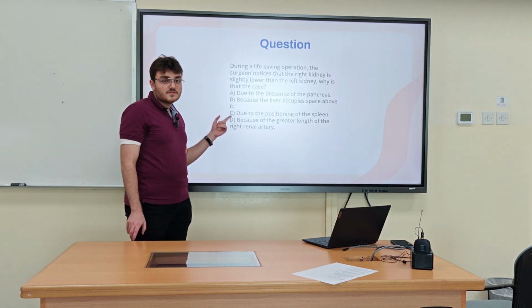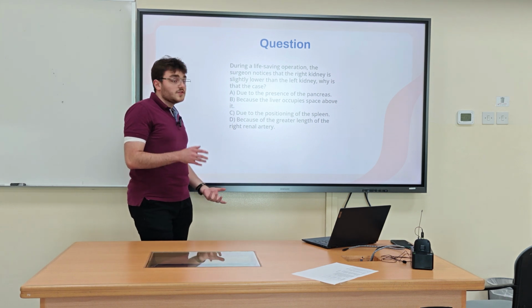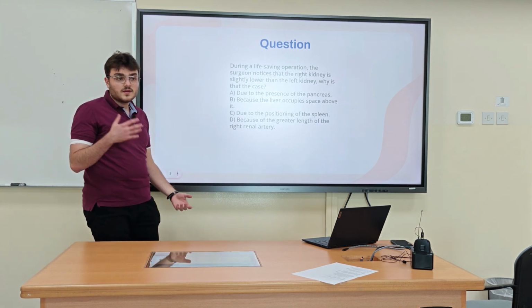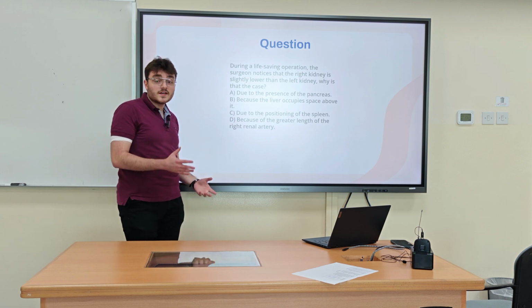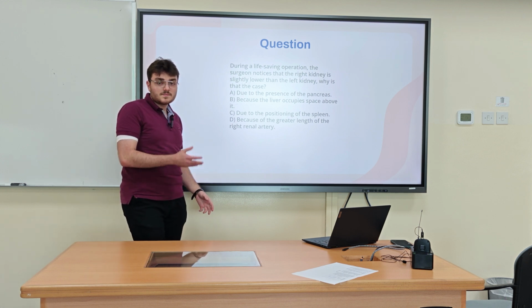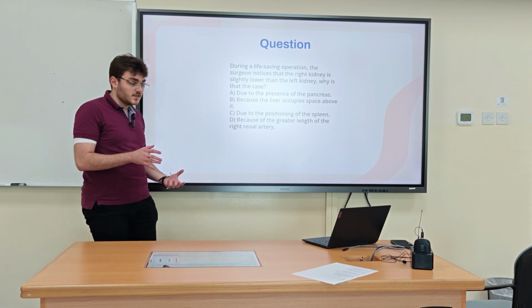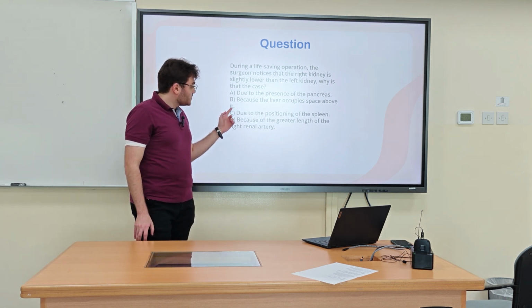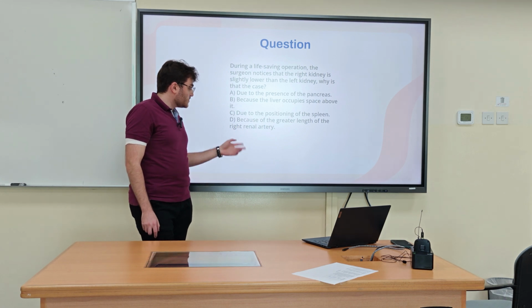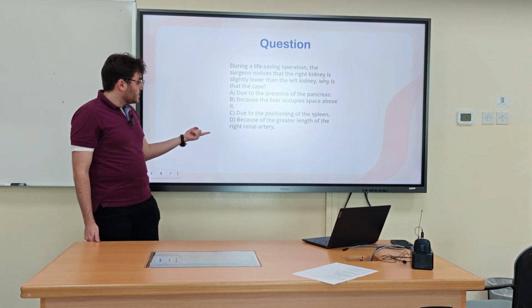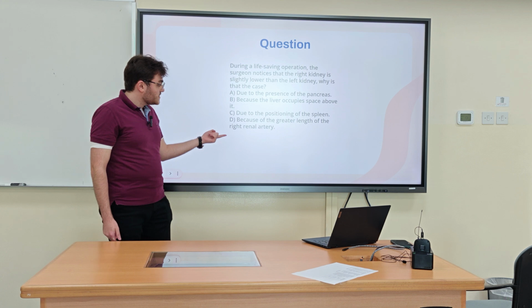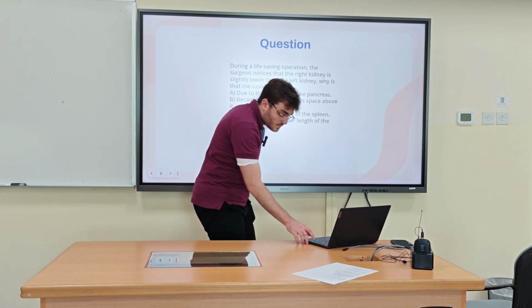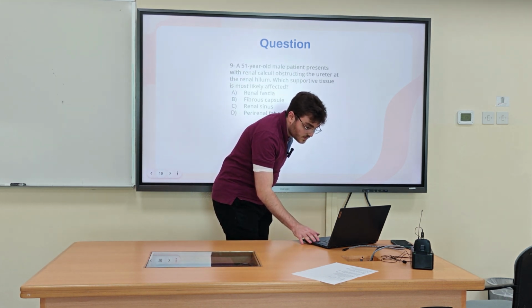This is true because the liver is a bulky organ. It also displaces the diaphragm on the right aspect, and this is why, if you can recall from the respiratory chapter, the right lung is slightly shorter than the left one. And also, the option about the position of the spleen is wrong, and the one about the greater length of the right renal artery has nothing to do with this. Okay.